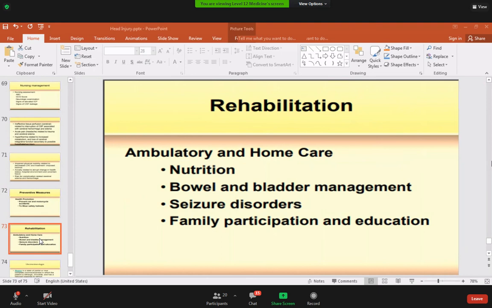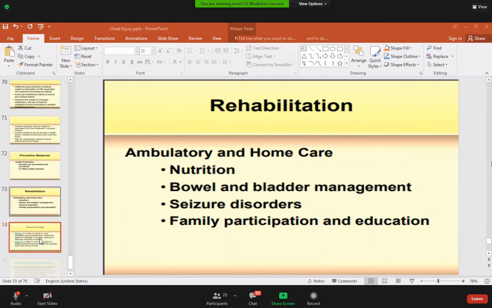And they should be taken care of regarding nutrition, bowel and bladder management, because these can be affected, seizure disorders, and there should be participation of the family and its education to deal with this patient. So it's not only the urgent management, the rehabilitation is also important in the care of these patients.